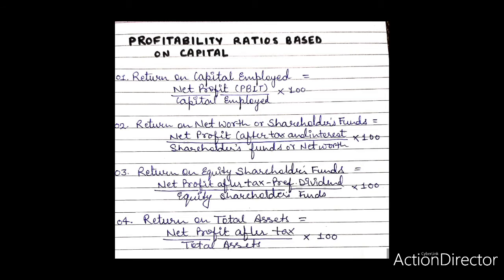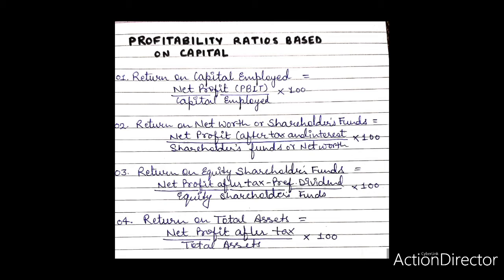Number 3. Return on equity shareholders' funds. Meaning and computation. Equity shareholders are the real owners of a company. Therefore, the profitability of a company from the owner's standpoint should be viewed in terms of return to equity shareholders. This ratio is calculated by dividing the profit available for equity shareholders by the equity shareholders' funds. Expressed as a formula, the ratio is net profit after tax minus preference dividend divided by equity shareholders' funds, multiplied by 100.